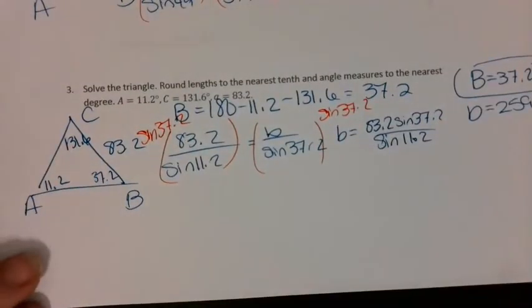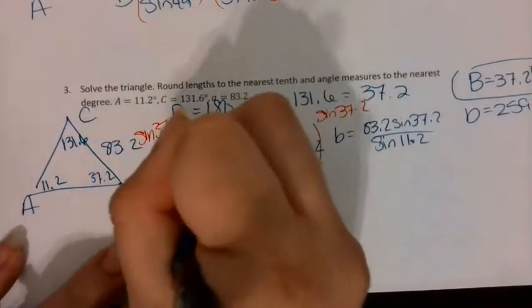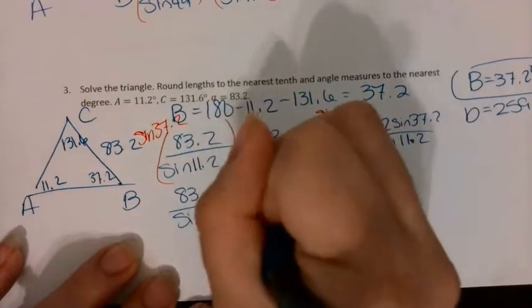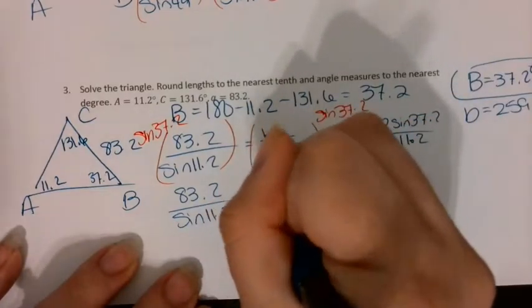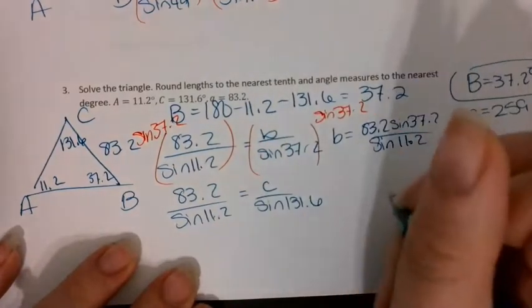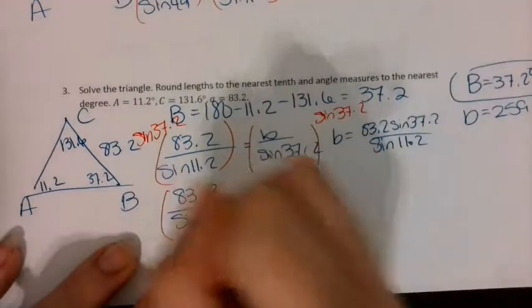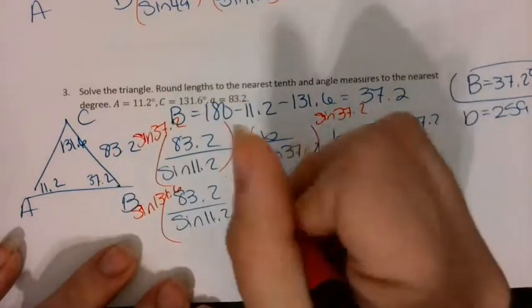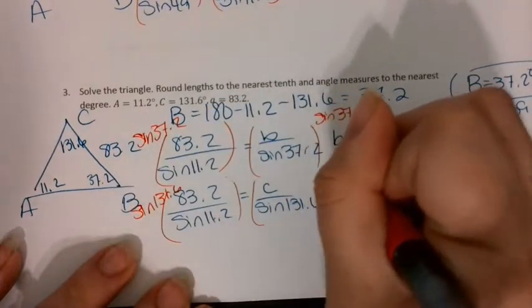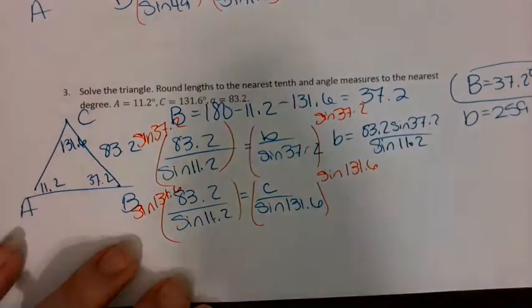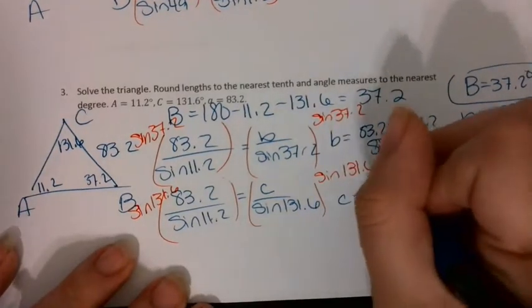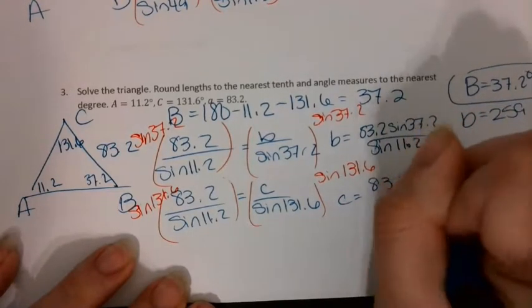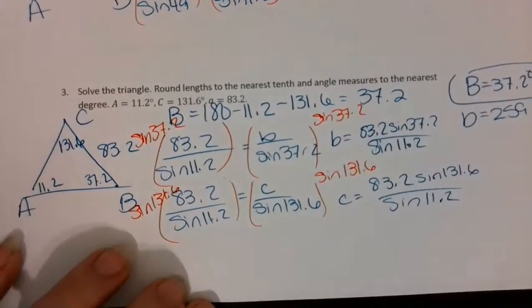Then I want to do the same thing for my C. So I have 83.2 over sine 11.2 equals C over sine 131.6. I want to multiply both sides by sine 131.6. Which gets me C equals 83.2 sine 131.6 divided by sine 11.2.